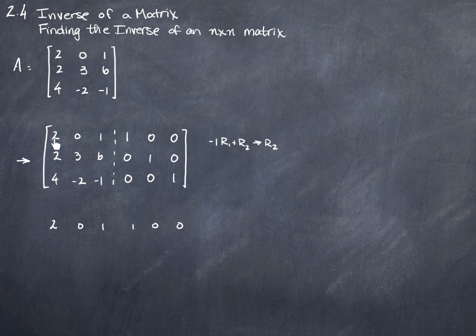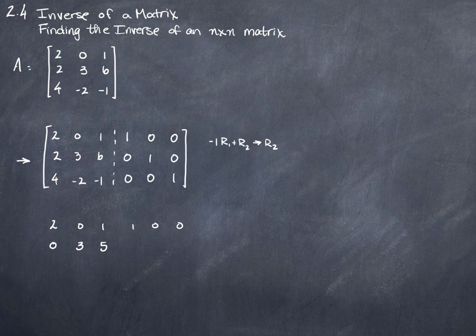Negative 1 times row 1, negative 1 times 2 is negative 2. And negative 2 plus 2 is 0. Negative 1 times 0 is 0 plus 3. Negative 1 times 1 is negative 1 plus 6. Negative 1. Don't forget that this is a matrix here, right? So if I do this row operation, I have to do it on the whole matrix. I'm going to keep going across the entire row here.